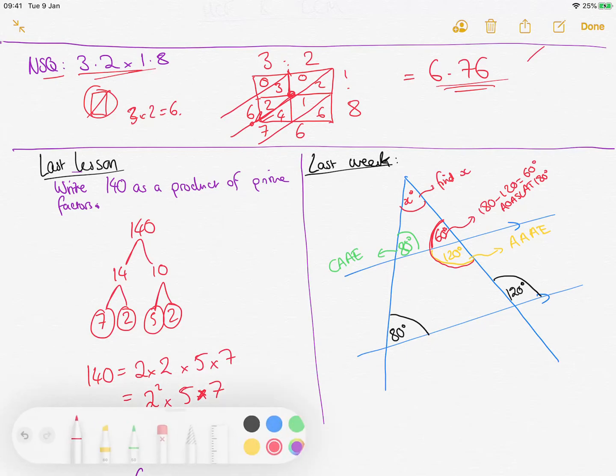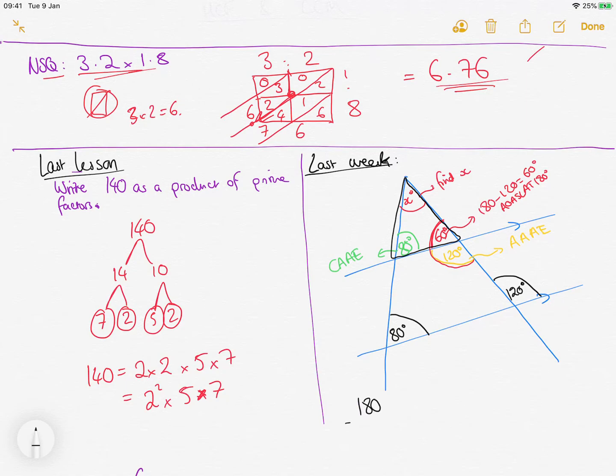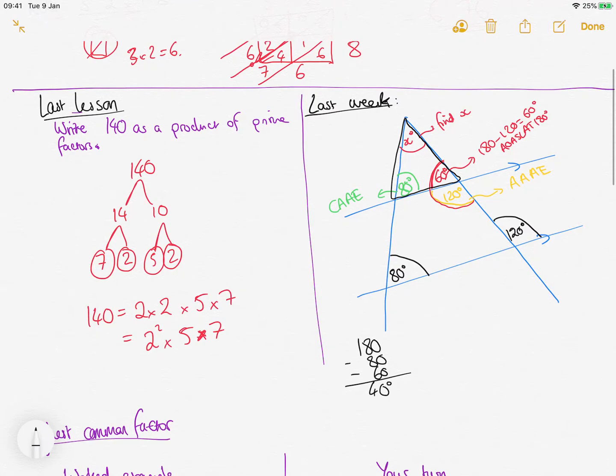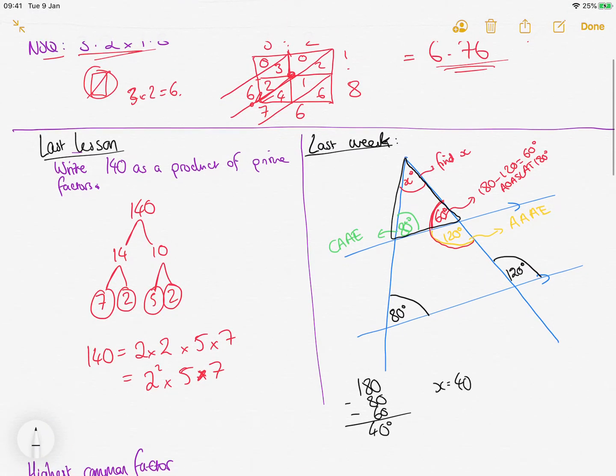And then finally, I've got a triangle here. So you're using lots of the angle facts that we learned over the last couple of weeks. So I know angles in a triangle add to 180, so 180 take away 80 take away 60 is 40 degrees. So x is equal to 40 degrees. And that final reason was because angles in a triangle add to 180 degrees. So again, I'm just putting the acronym, but if it said give reasons, you'd be expected to write it all out. I'm just being a bit lazy and quick.